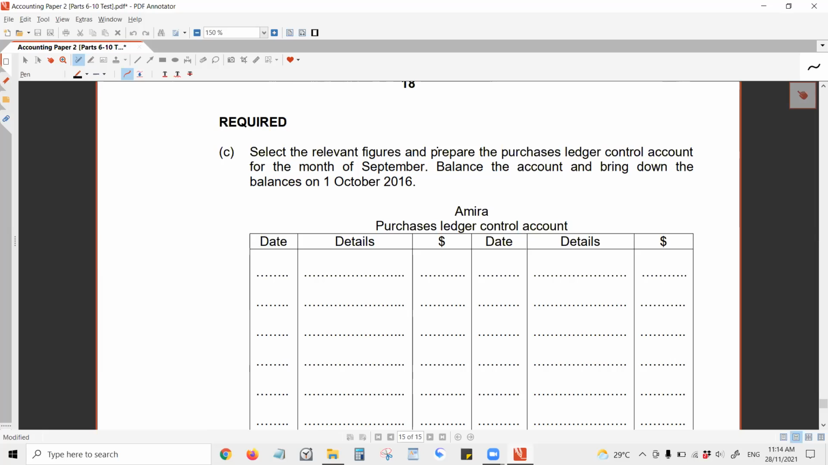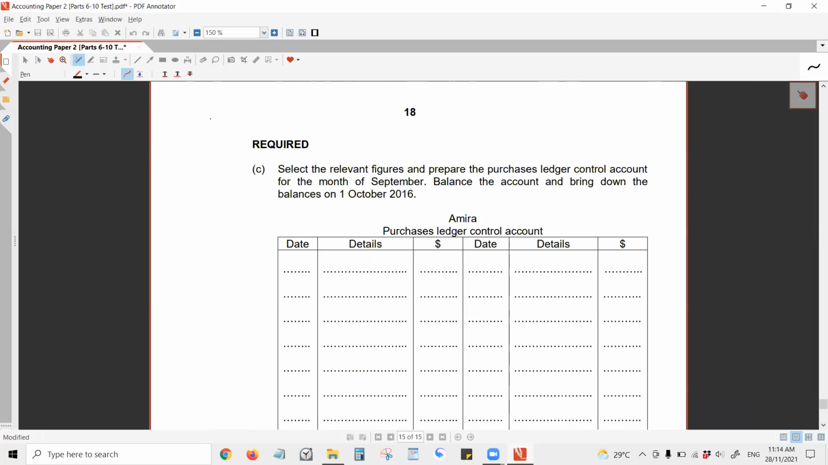Select the relevant numbers and prepare the purchases ledger control account for the month of September. Balance the account, bring down the balance. So the purchases ledger control account, think of this as total trade payables.